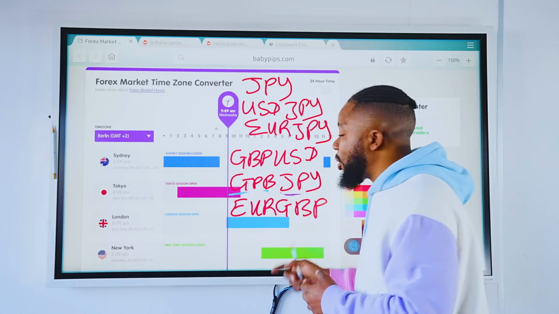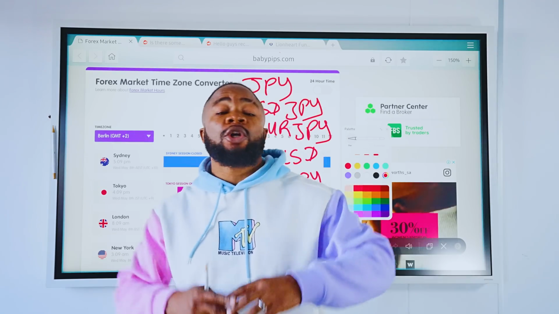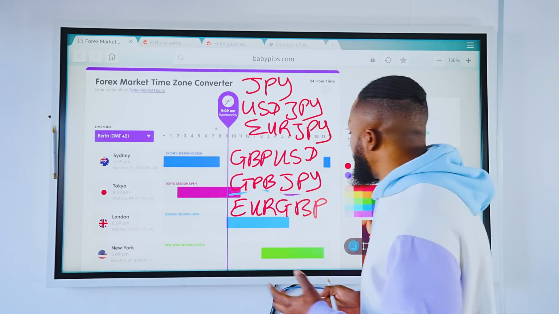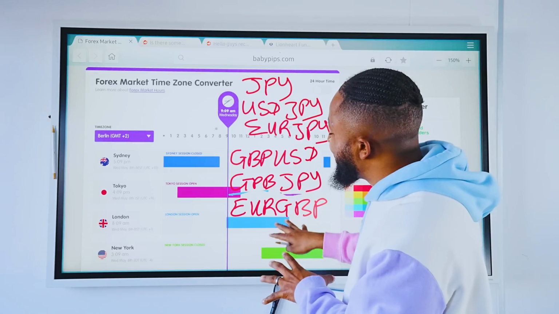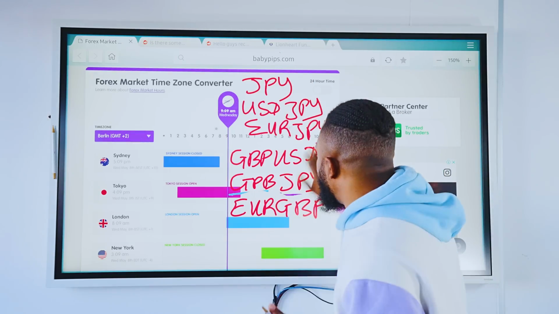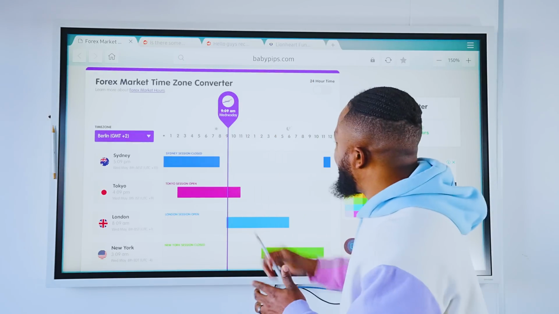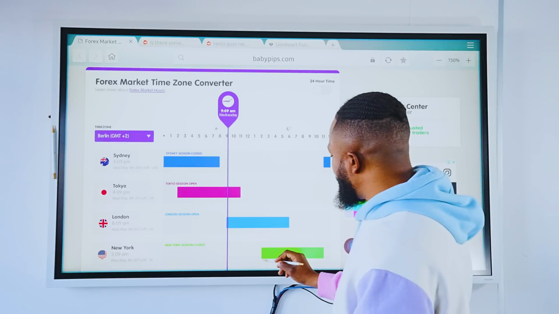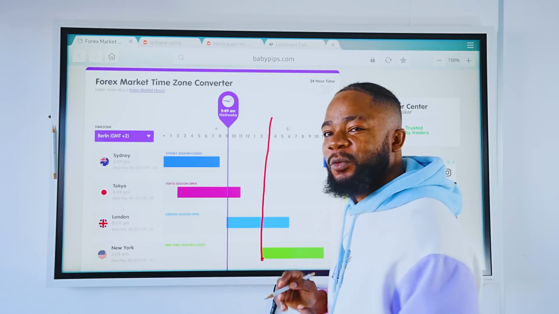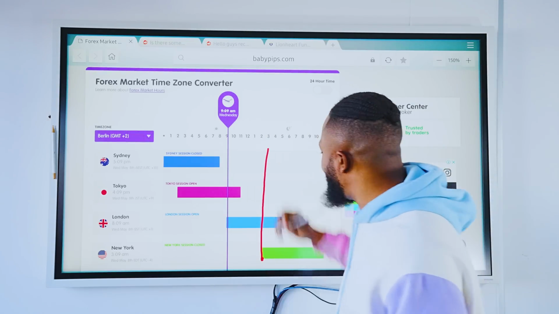That's why you can call it the Great Britain, the London session or the European session. All right, good. So those are the currency pairs you can trade during this market session. Now let's go to the New York. If this line now moves to the New York opening here, what are the currency pairs you can trade?